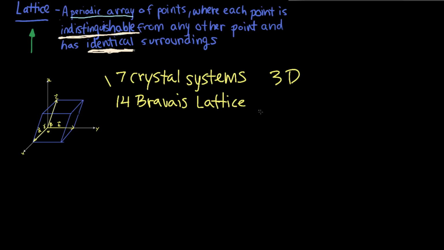The Bravais lattices are going to be extremely important throughout the series. Every crystal that we see in the real world, at least every crystal we're going to cover in this class, is going to belong to one of the 14 Bravais lattices. So it is very important that we get a solid understanding of them.